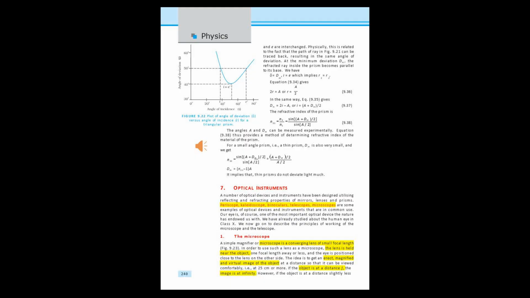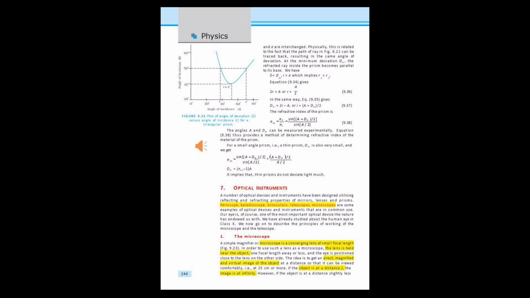For a small angle prism, i.e., a thin prism, Dm is also very small, and we get n21 equals sin((A plus Dm) by 2) by sin(A by 2) equals ((A plus Dm) by 2) by (A by 2). Dm equals (n21 minus 1) into A. It implies that thin prisms do not deviate light much.